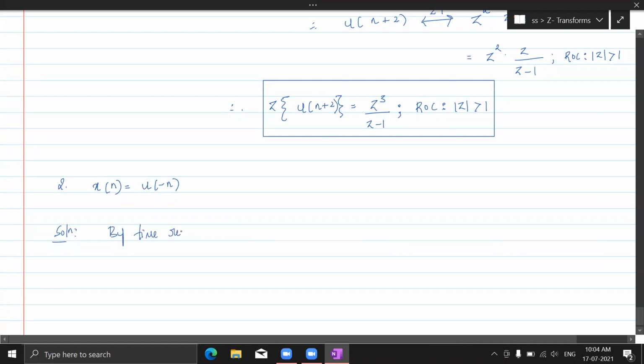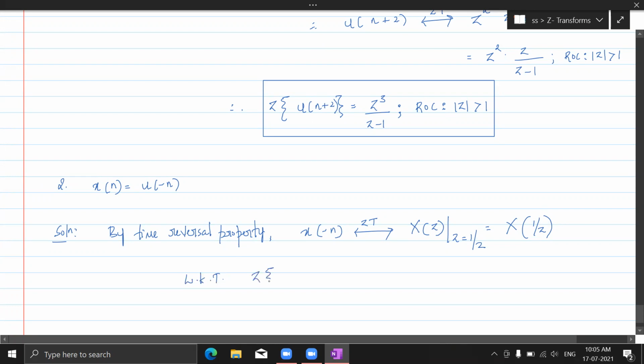By time reversal property, Z transform of x of minus n. Here, Z transform of x of minus n is what? It's x of z, where z is replaced by 1 by z. That's why it is x of 1 by z. So x of 1 by z is the Z transform of x of minus n. Understand that?